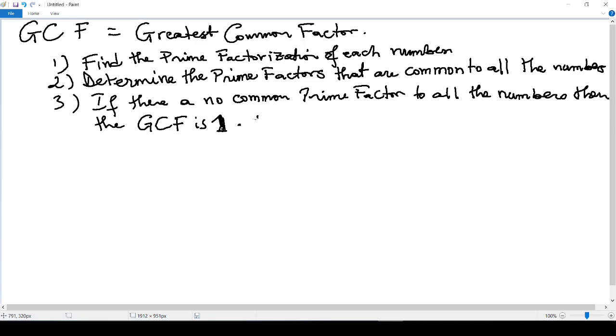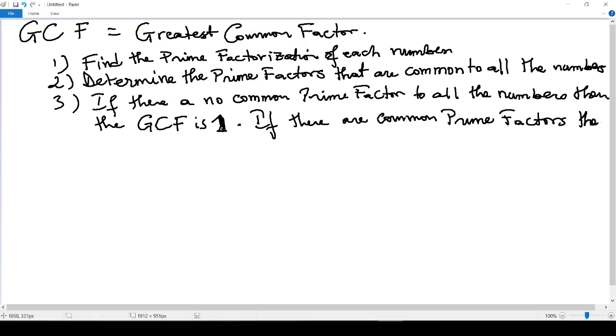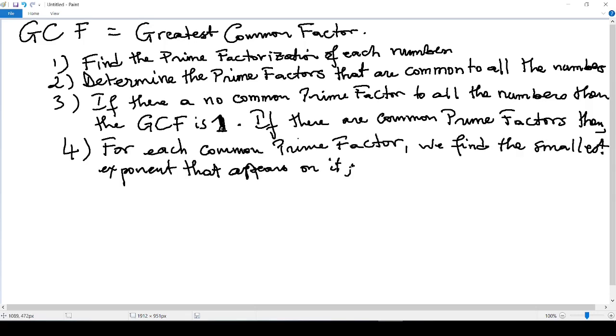And if there are common prime factors, then we go to step 4. At step 4, for each common prime factor, we find the smallest exponent that appears on it. Then we move to step 5.